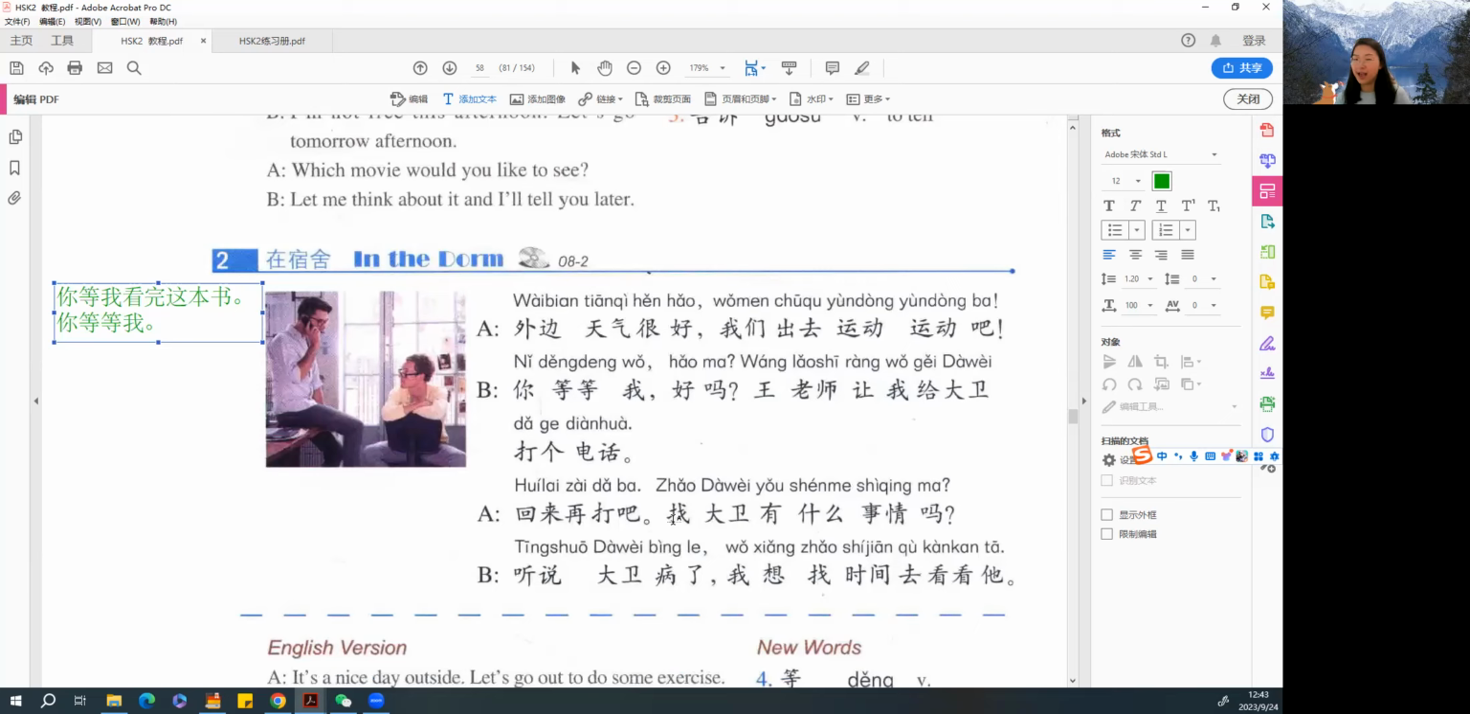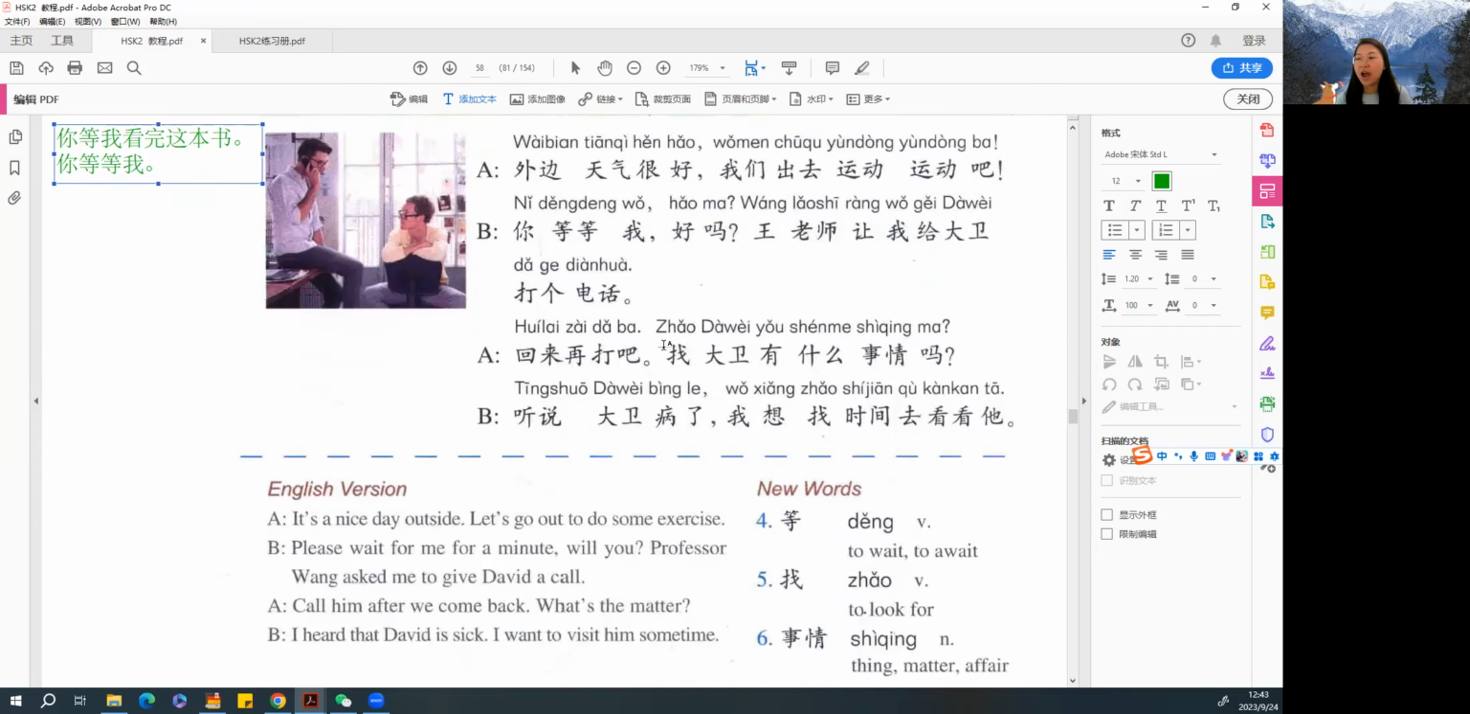And then it asks 找大卫有什么事情吗？找 means to look for. Why are you looking for David? 找大卫有什么事情吗？有。You have something to do with David. So here is a question sentence of what kind of things you have to look for David, right? 有什么事情 is the thing, the affair is the thing right here.